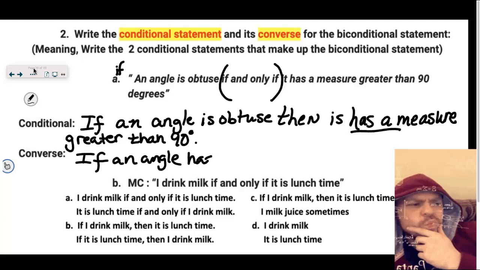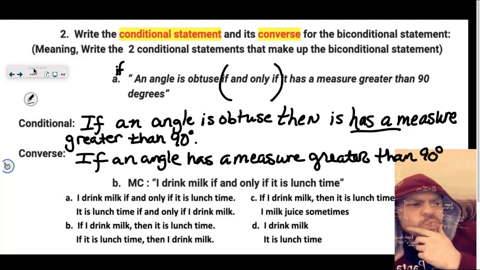has a measure greater than 90 degrees, then it is obtuse. So weird in math, right? I don't know where my numbers are going on here. Don't like numbers, you love this chapter. You love numbers, you might be a little miserable.